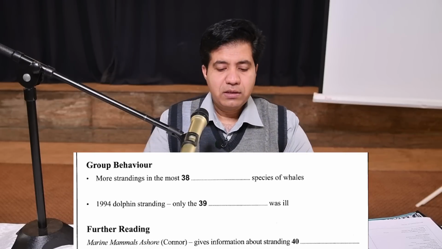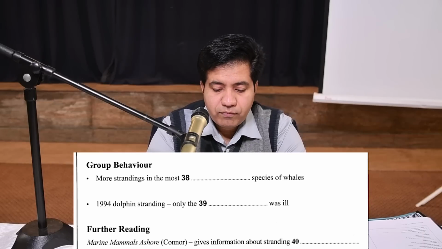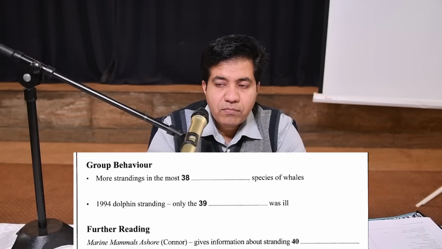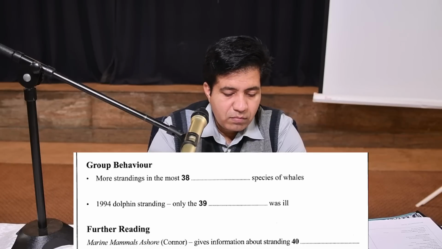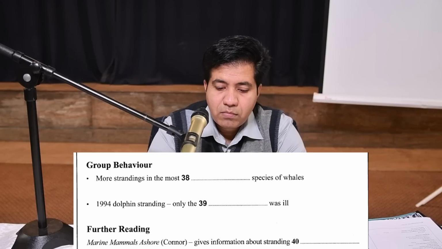A final theory is related to group behavior and suggests that sea mammals cannot distinguish between sick and healthy leaders and will follow sick leaders even to an inevitable death. This is a particularly interesting theory since the whales that are thought to be most social, the toothed whales, are the group that strand the most frequently.